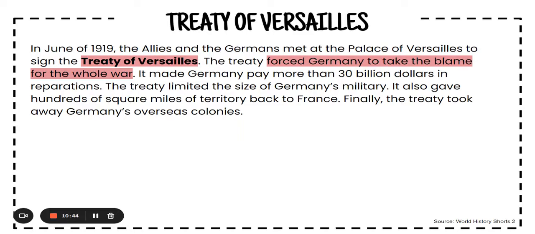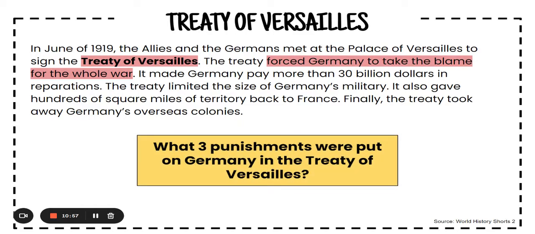So Germany was already mad about imperialism because they were late to the game and didn't get a lot of places. And now even the small amount of places they had were being taken away. So, answering this question, what were the 3 punishments that the Treaty of Versailles put on Germany?